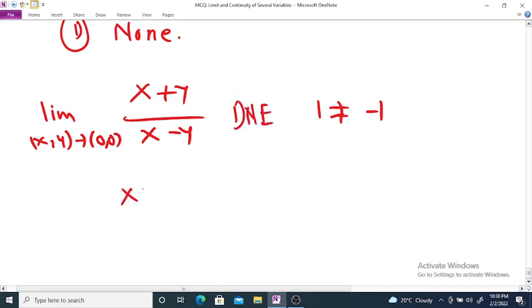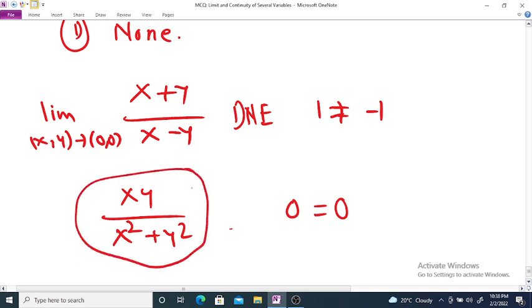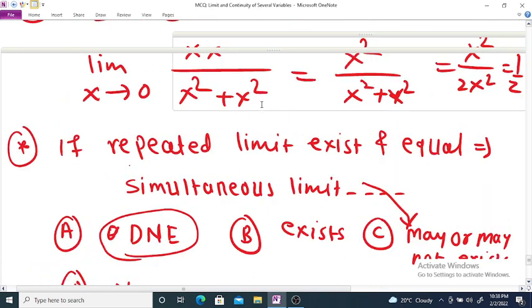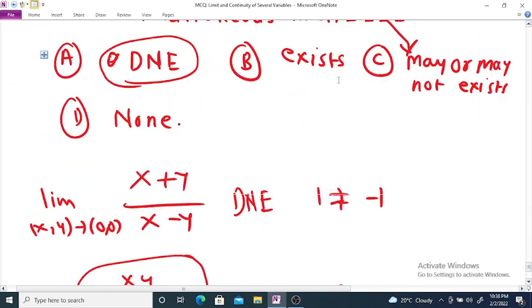But here if we take the limit of x square plus y square, limit (x,y) tends to (0,0), both the repeated limits exist and they are equal to 0, but the simultaneous limit does not exist. So it is not guaranteed that if the repeated limits exist and are equal, the simultaneous limit exists. It may or may not exist. So the correct option is C.